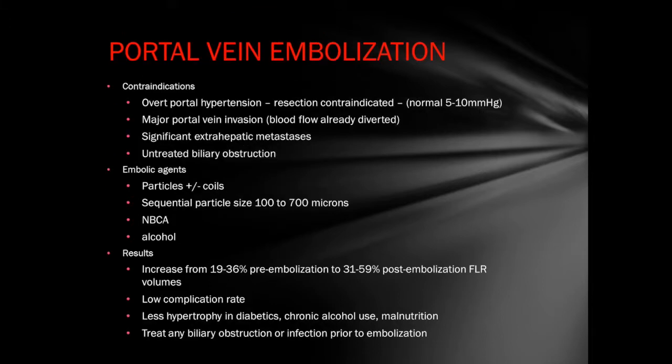Contraindications we mentioned include overt portal hypertension because resection itself is contraindicated. Normal portal venous pressure should be 5 to 10 millimeters of mercury. Major portal vein invasion is a contraindication because the blood flow is already diverted. Patients with significant extrahepatic metastatic disease are really not good resection candidates in the first place, and untreated biliary obstruction. So if somebody has biliary obstruction, that needs to be dealt with first.